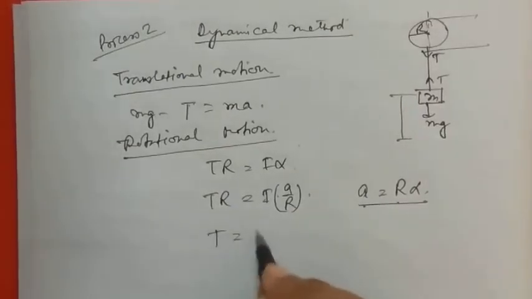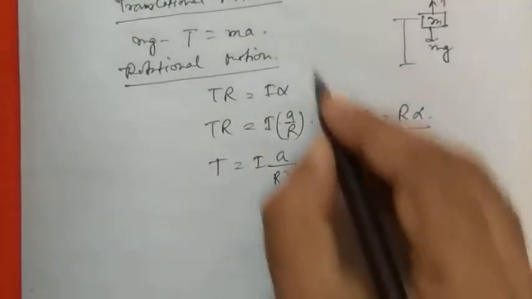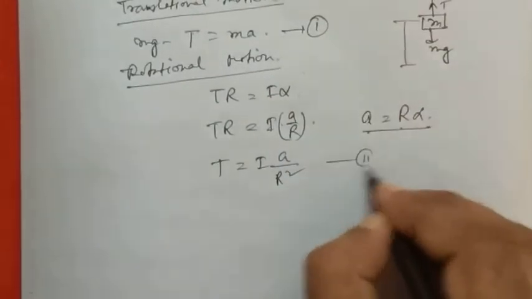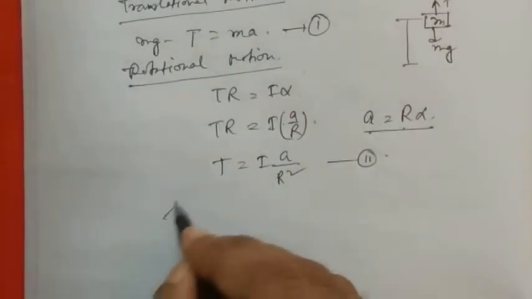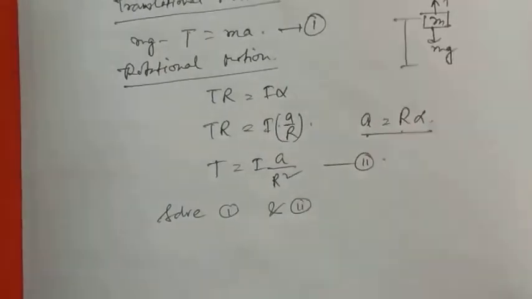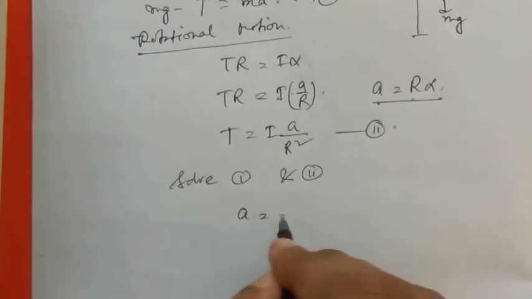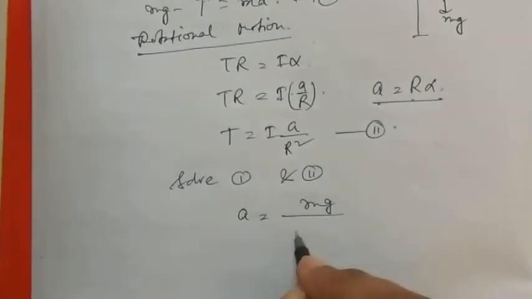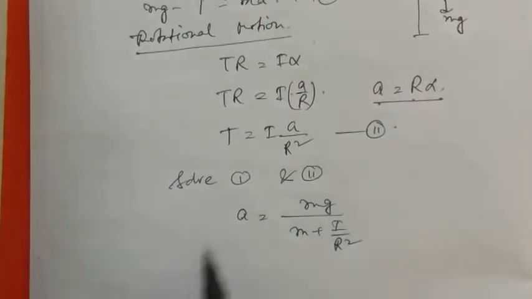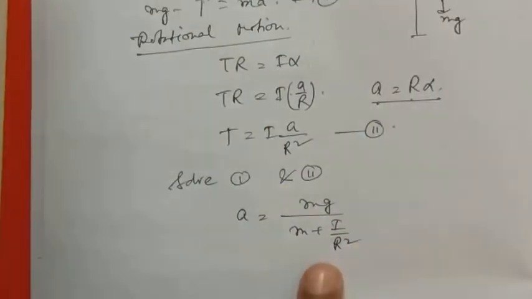So T is equal to IA by R square. Now if we take this one as the first equation, this one as the second equation, we can solve 1 and 2. That means we replace the value of T here and try to find out what is A. The value comes out to be like this: mg by m plus I by R square. Now by solving these equations 1 and 2, we get the value of A as this.